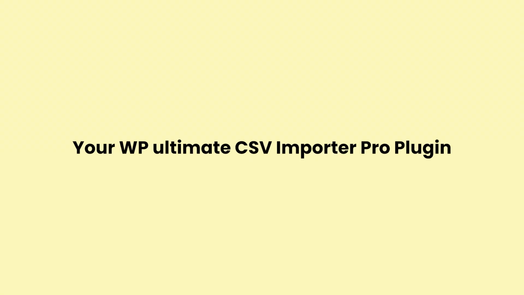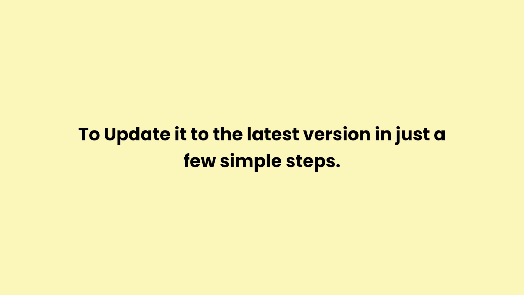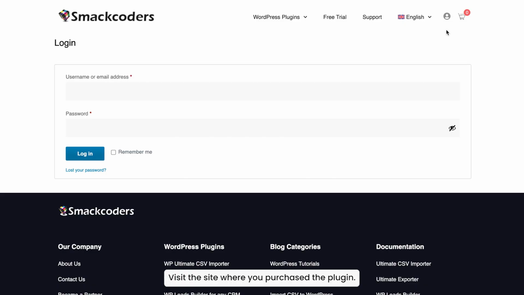Need to update your WP Ultimate CSV Importer Pro plugin? This quick guide will walk you through the steps to update it to the latest version in just a few simple steps. Step 1. Visit the site where you purchased the plugin, typically smackcoders.com.